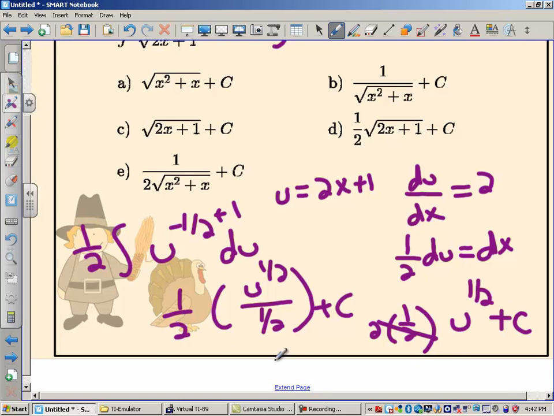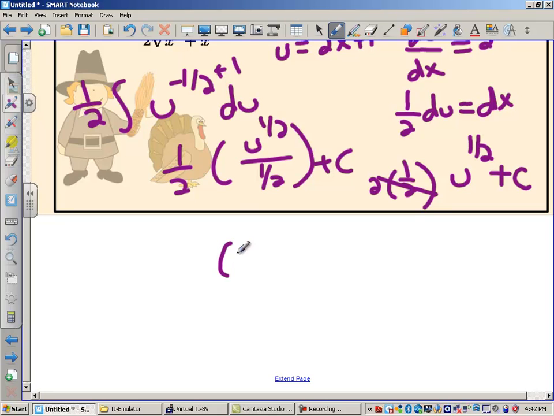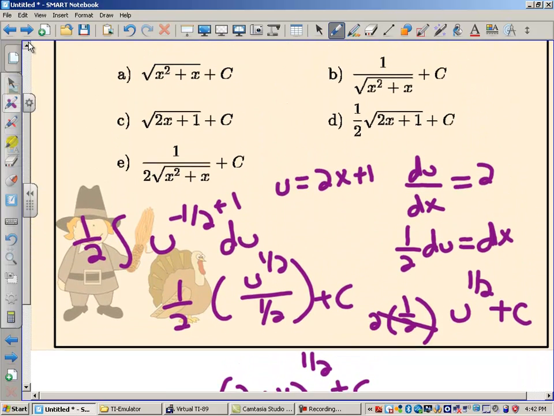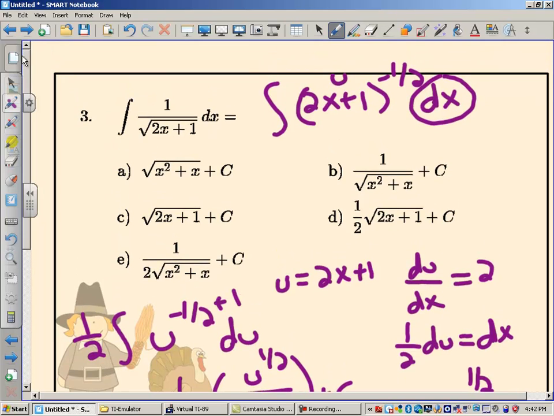So this is 2x plus 1. I think that was my u to the 1/2 power plus c. Let's go see if that's correct. Yep, it's right here. Because to the 1/2 power, of course, is just the square root of that.